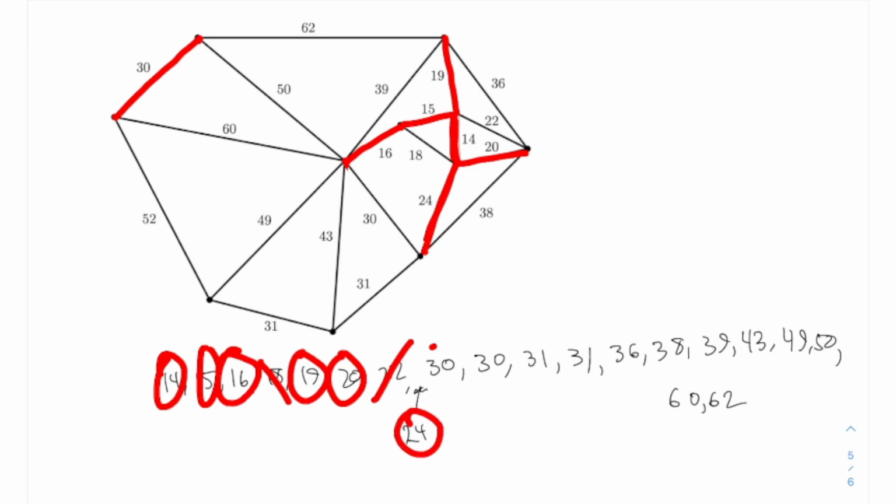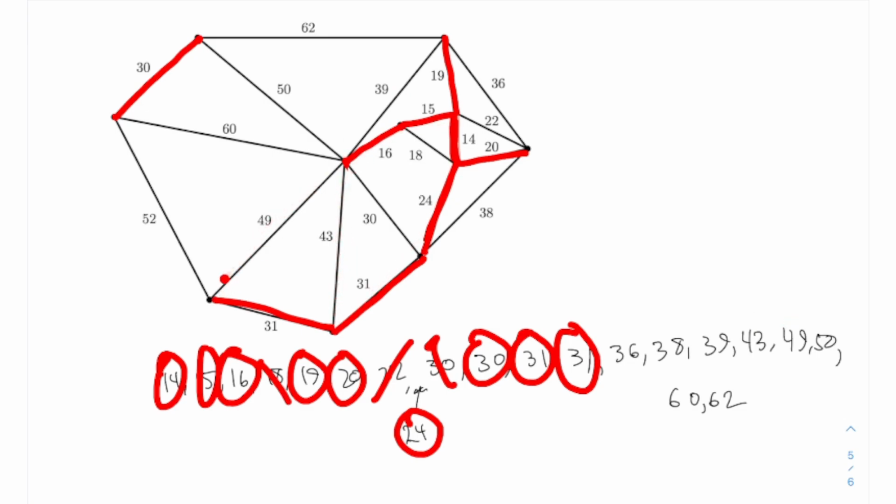Okay, I used the 30, but not the other 30, right? Next would be 31. That is okay because it doesn't make a loop. And the other 31 also fits in nicely. Next is 36. Over here, that's not allowed because it makes a loop. 38 is here. That makes a loop, not allowed. 39 is here. That also makes a loop. 43 is here. That also makes a loop.